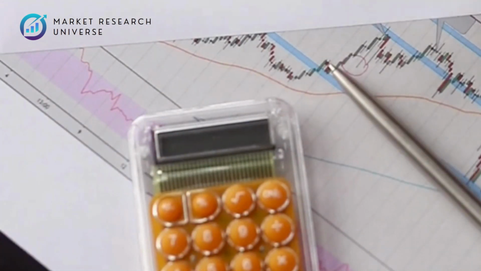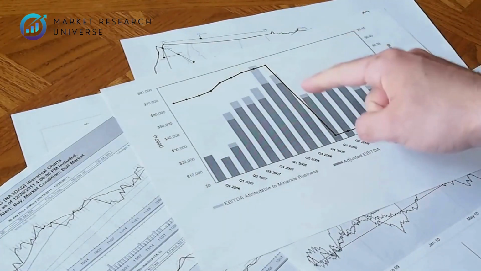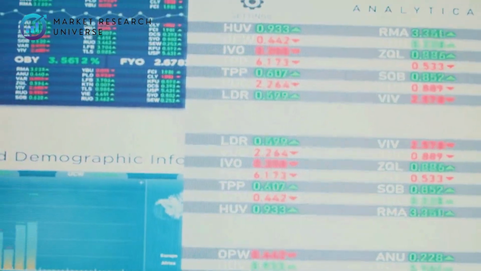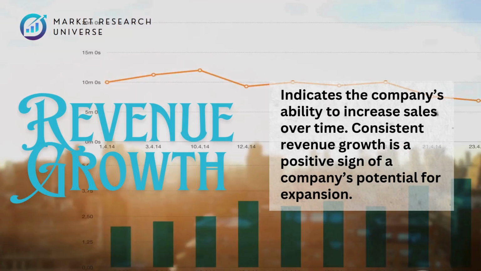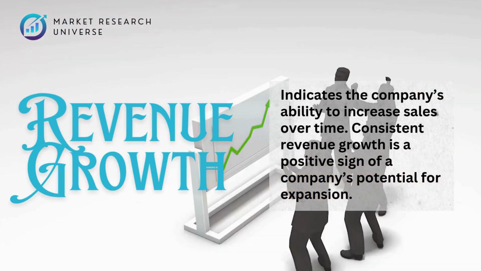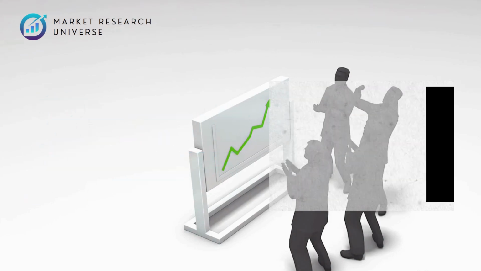Examine a company's financial statements, including the balance sheet, income statement, and cash flow statement. Key financial metrics to consider include revenue growth, which indicates the company's ability to increase sales over time. Consistent revenue growth is a positive sign of a company's potential for expansion.